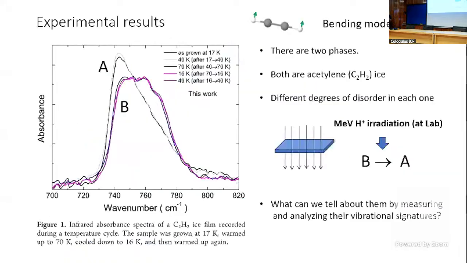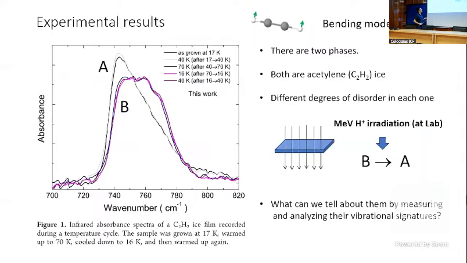So how do we do that? We go to the lab and measure under different conditions this absorbance spectrum for this film, this ice. And what we see, playing with temperature here, is that we only have two possible signatures. When you change the temperature, it doesn't go slowly from this to this. It's either this one or this other one. So these are two different phases.